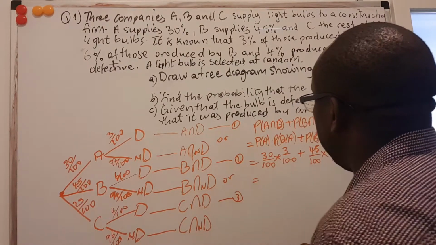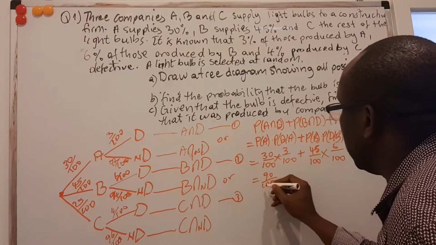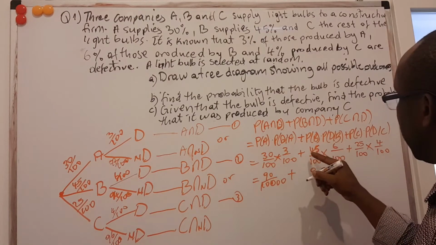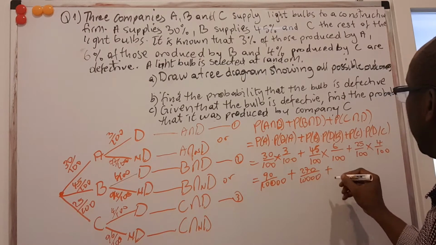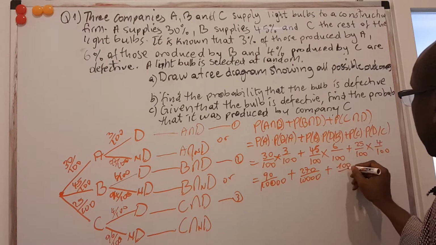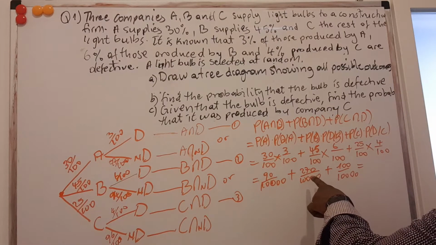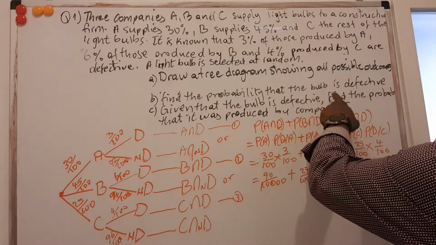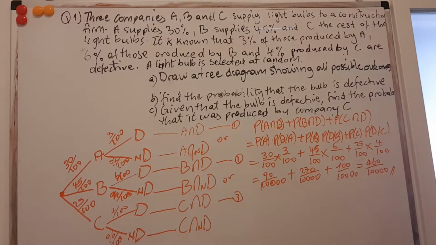If we arrange it properly, then this is going to be 90 on 10,000, plus 6 times that is 30, 0, carry 3, 6 times that is 24 and 3, 270 on 10,000, plus 4 times that is 100 on 10,000. And if we sum that properly, this should give us 460 on 10,000. So that's the probability that the bulb selected at random is defective. It's going to be 460 divided by 10,000. You can simplify that if you want, but it's okay.